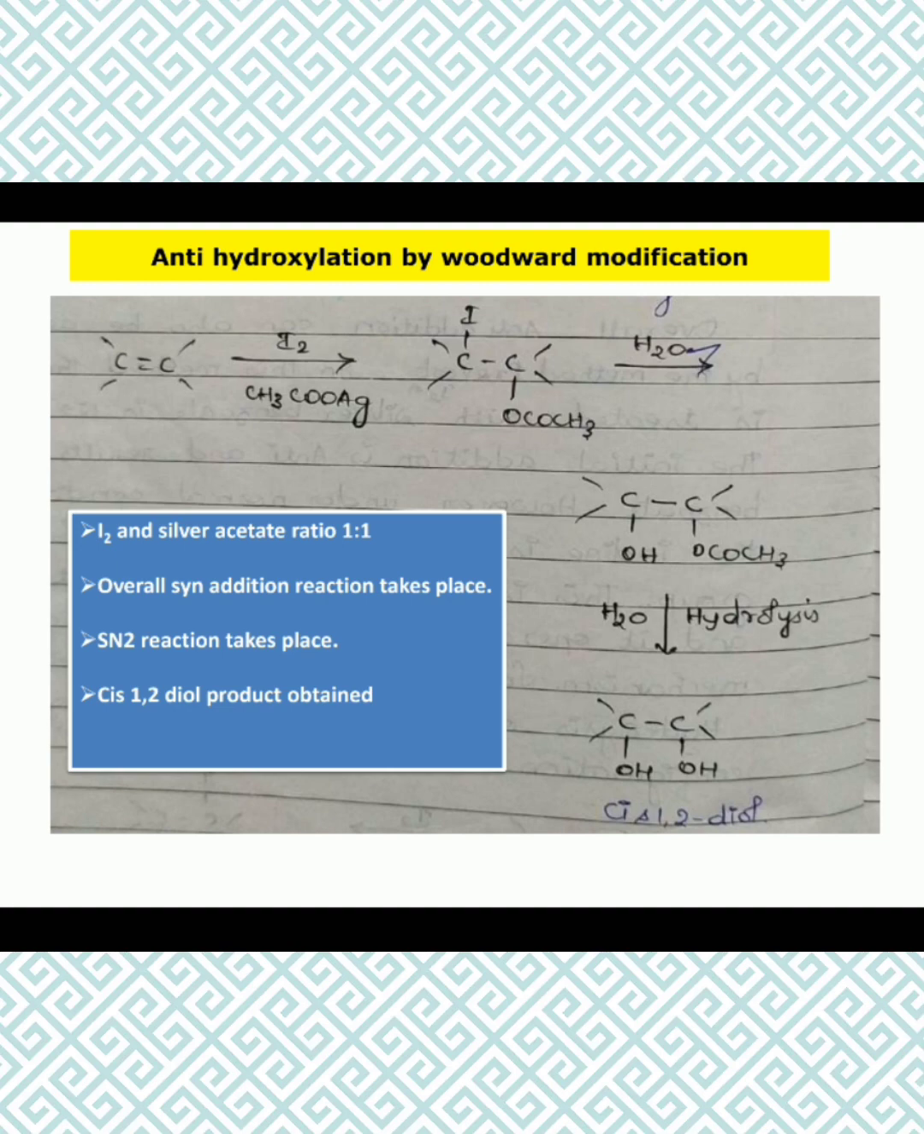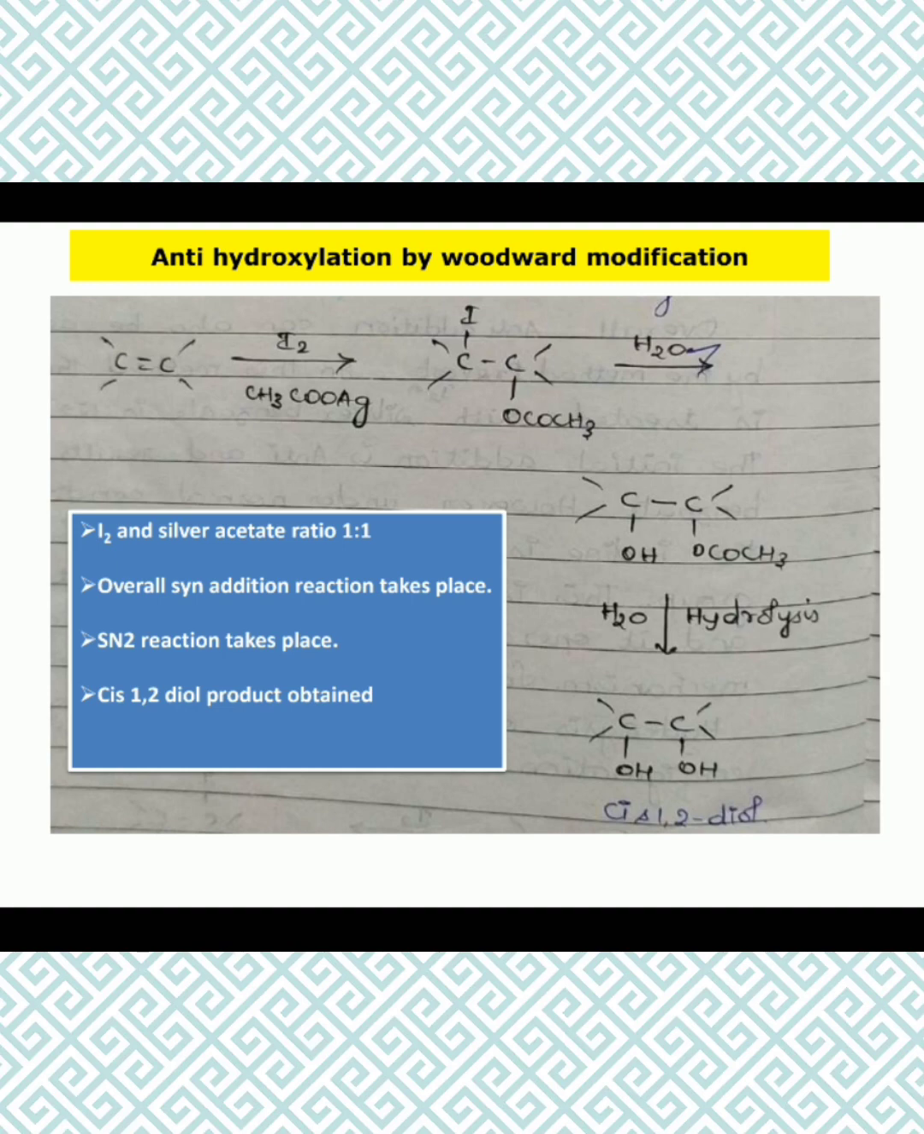Then followed by SN2 mechanism to form cis 1,2 diol. So the product in this Woodward modification is cis 1,2 diol. But in this reaction, the first step of this mechanism, anti-addition takes place. Anti-addition takes place, but we get the cis 1,2 diol product.